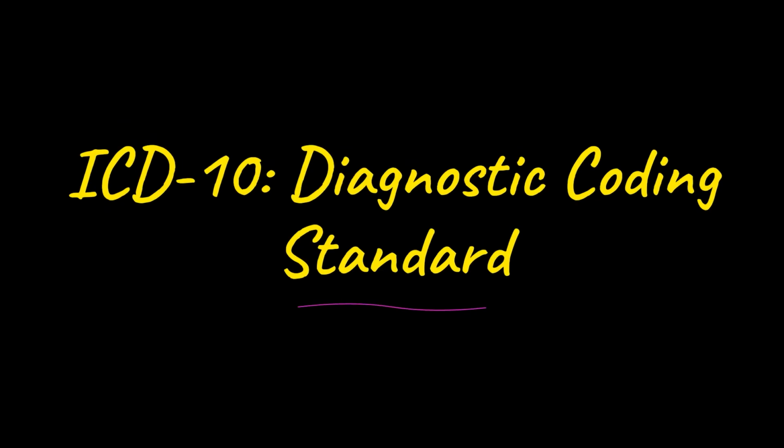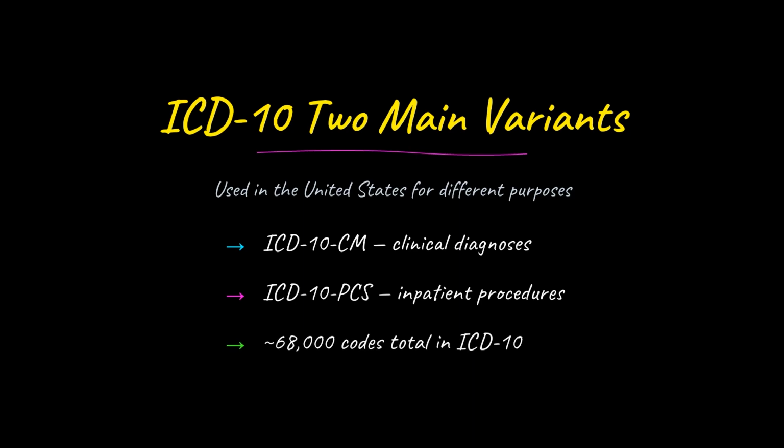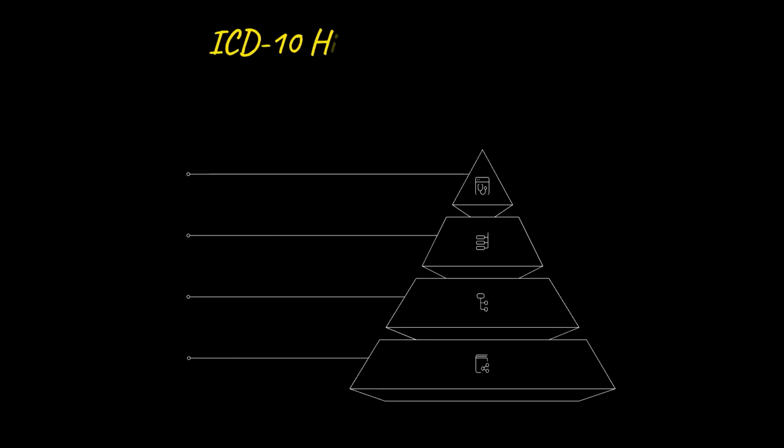ICD-10 is the world's dominant standard for diagnostic coding, used for billing, public health surveillance, and administrative reporting. Understanding how it works and when to use it is essential vocabulary for nursing informatics. In the US, ICD-10 appears in two forms. ICD-10-CM codes diagnoses, while ICD-10-PCS codes inpatient procedures. Together they offer roughly 68,000 codes, far more than the predecessor ICD-9, enabling highly specific reporting.